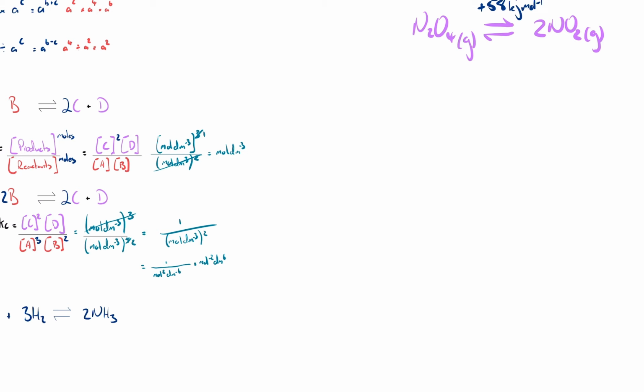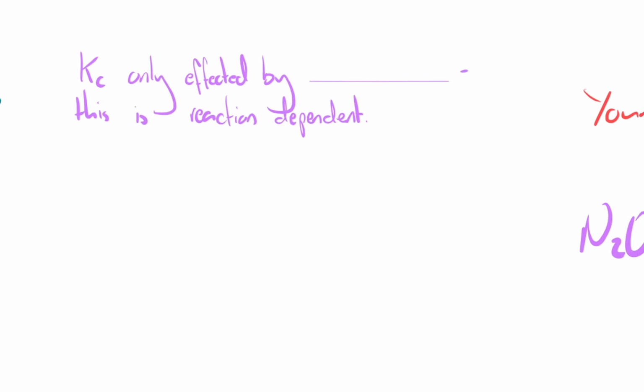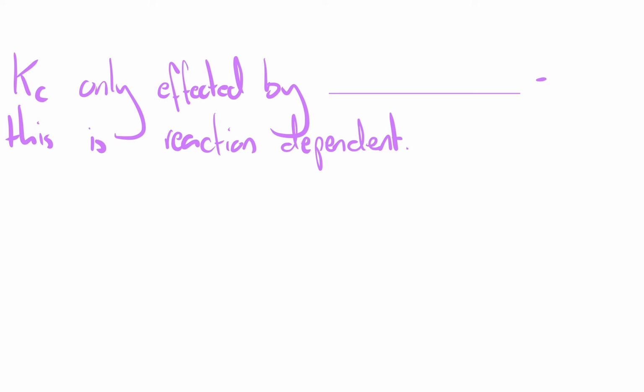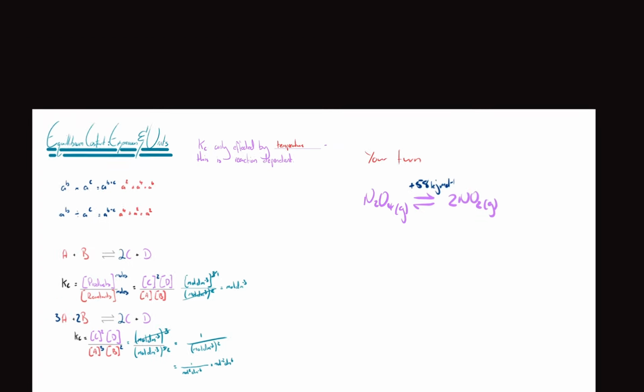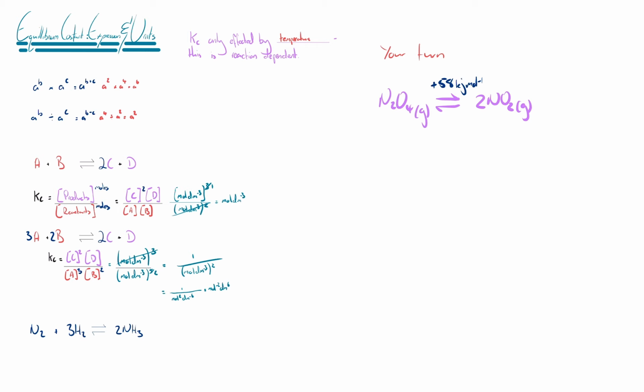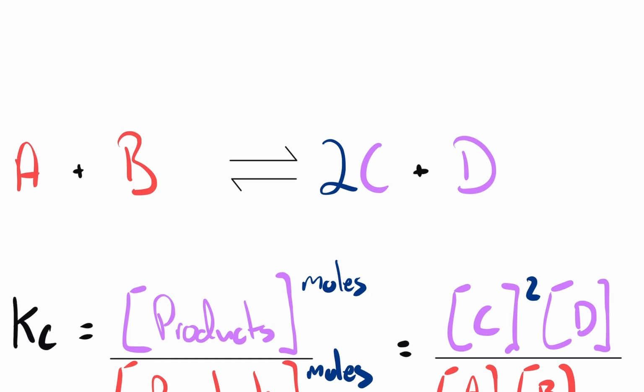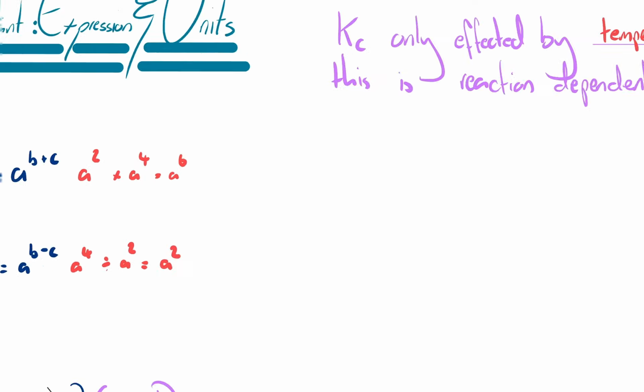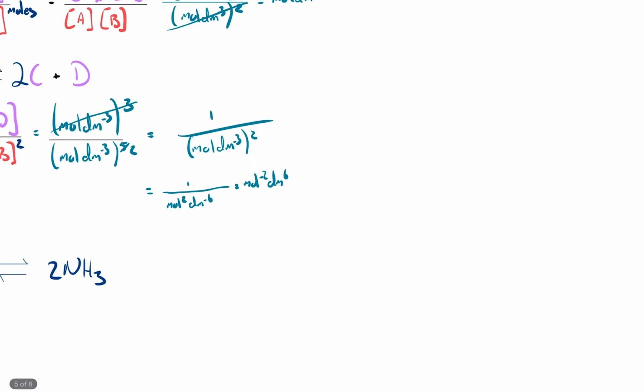Next, one thing we need to think about: Kc is a constant, okay? Now it's only affected by one thing, it's affected by temperature. And again this is going to be reaction dependent. So what we need to think about is which way is the reaction going to shift, and what's that going to do to impact our value. We'll explore that in a couple of videos' time, but this is a general idea that is important to know.